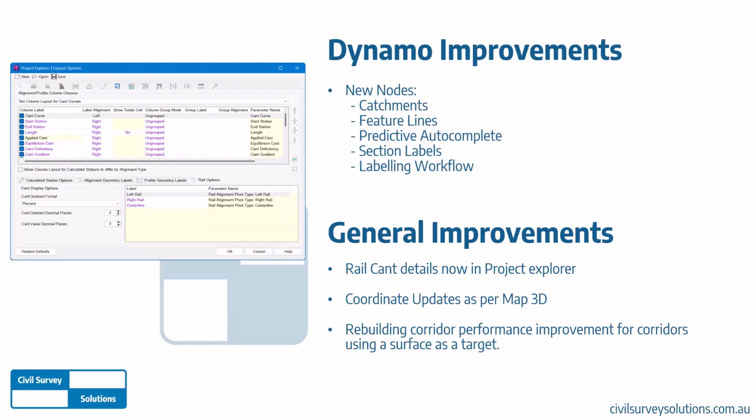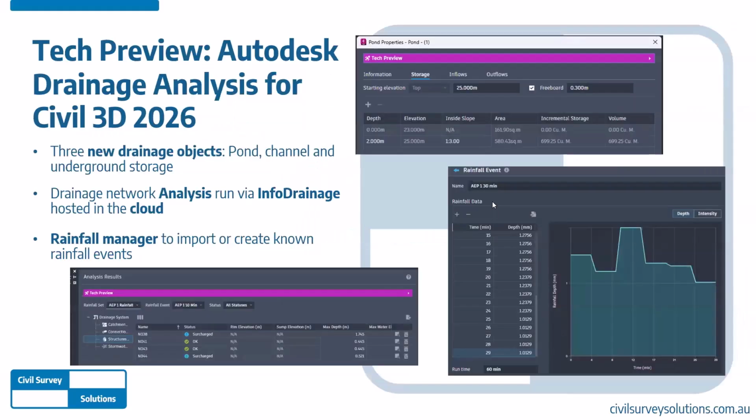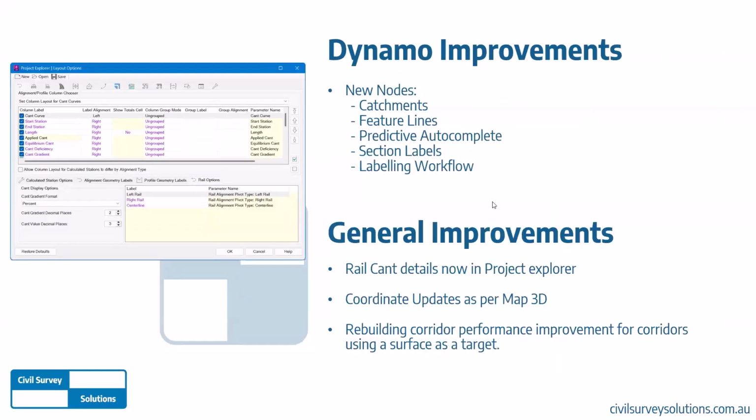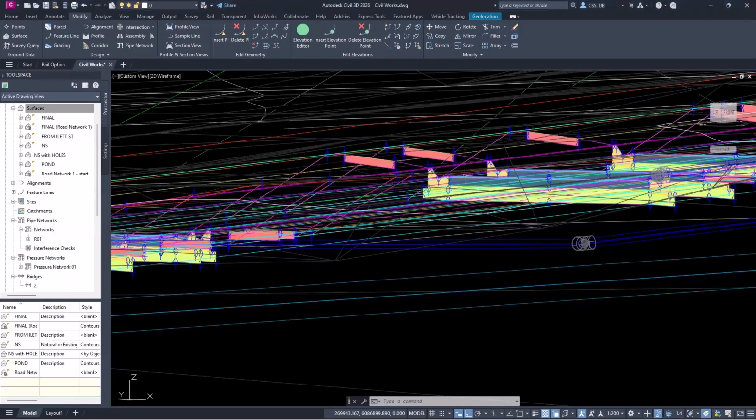General improvements in Civil 3D itself. There are some improvements to the Cant rail information. So anyone using the Civil 3D rail elements can now see that in Project Explorer. The coordinate updates that have occurred in Map 3D have obviously flowed through into Civil 3D. The rebuilding corridor I'll show you in the drawing in a minute. But let's have a look at that Cant view stuff.